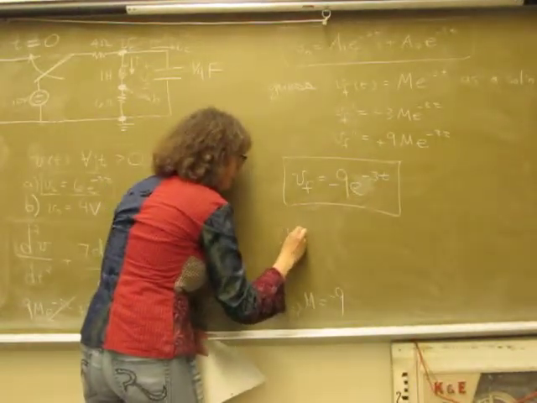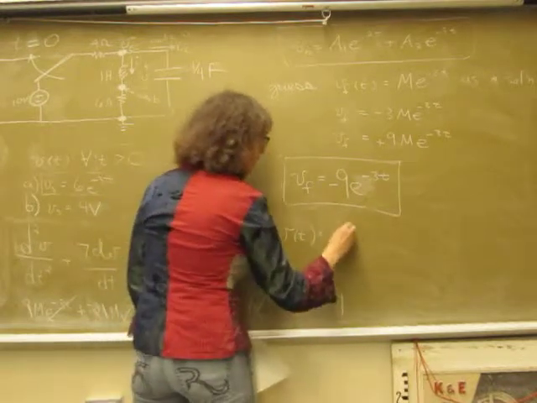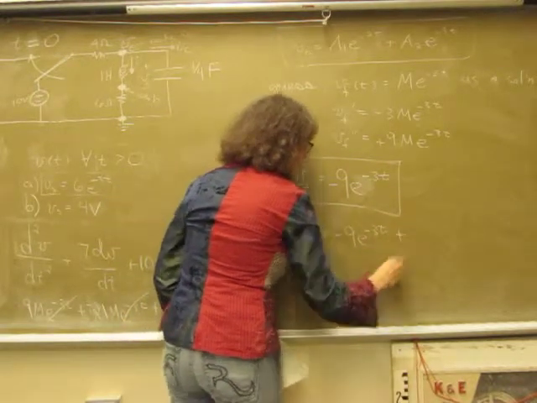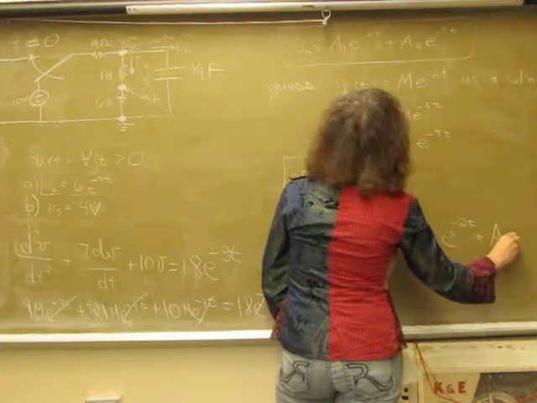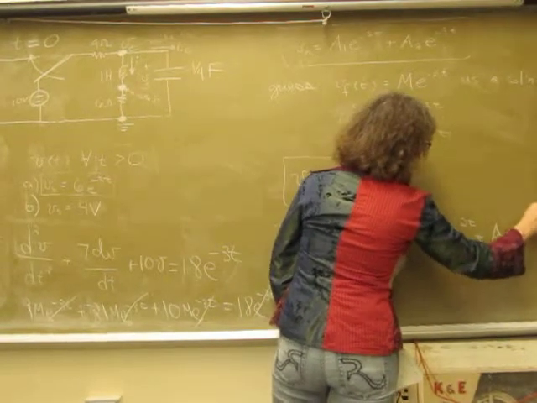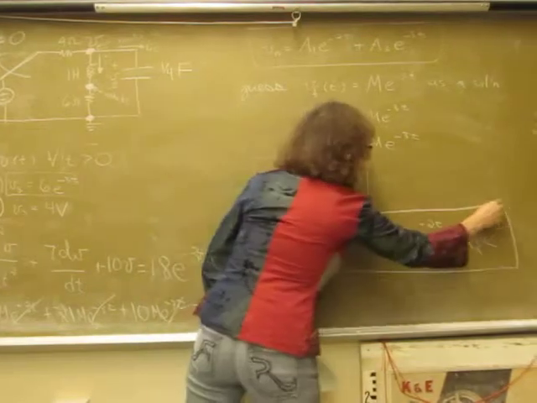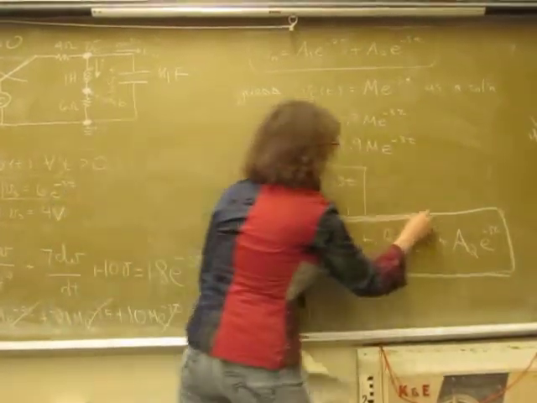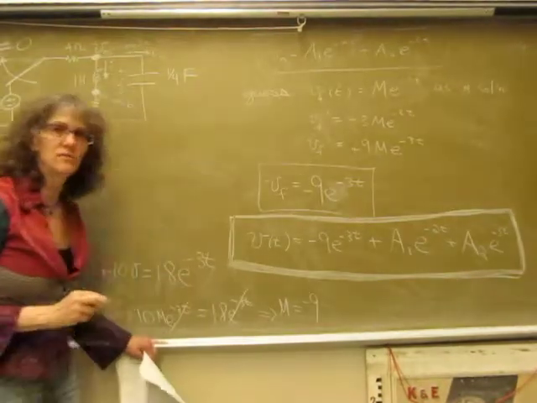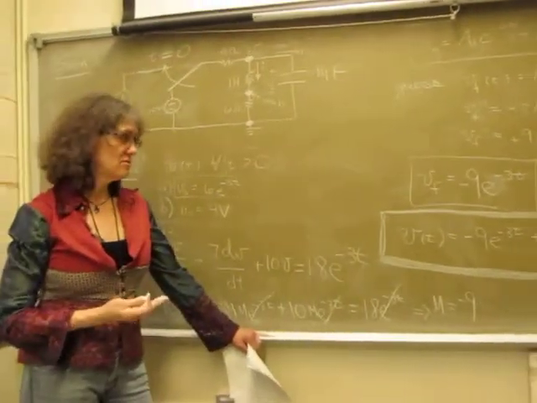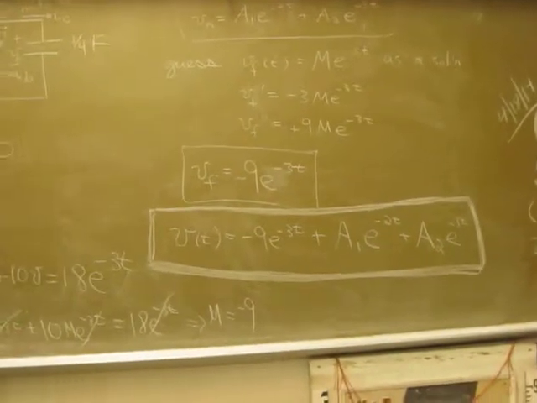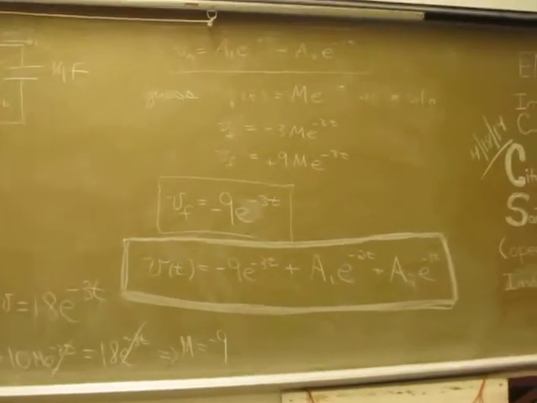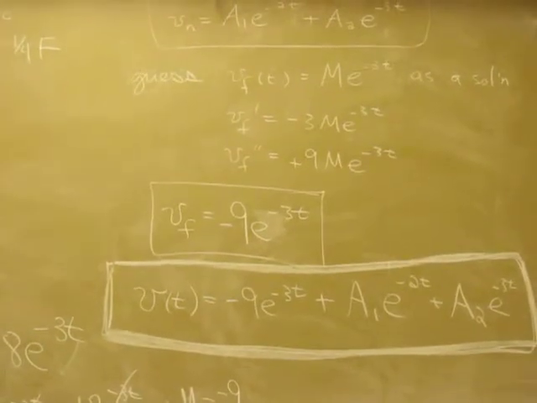So the complete solution, because it's the forced plus the natural, looks like this. And the only thing left that I have to do is find A1 and A2. This is the answer. This, on a test, gives you 90 out of 100 points. Because the only thing left you have to do is evaluate those arbitrary constants. And how do you evaluate the arbitrary constants? You've got to go back to the original circuit and find the initial conditions.